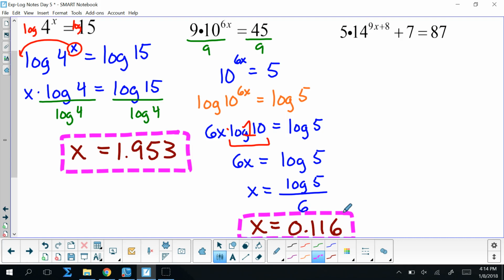Okay. Again, I would first, on this next one, subtract 7. Then I would divide by 5.